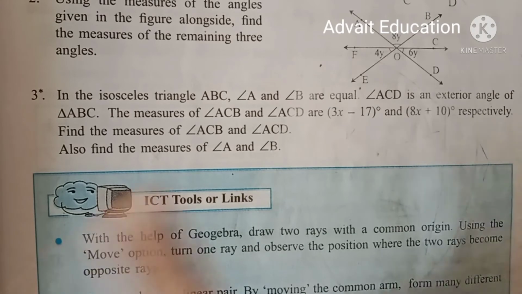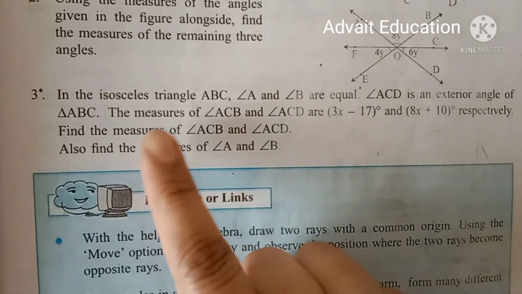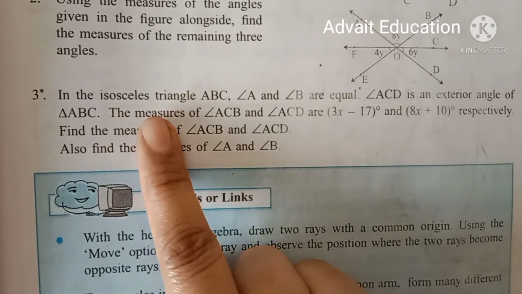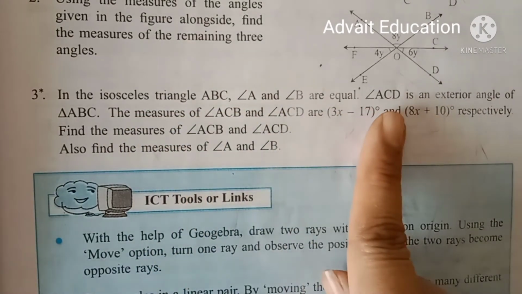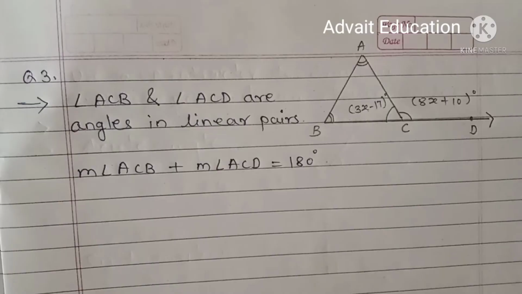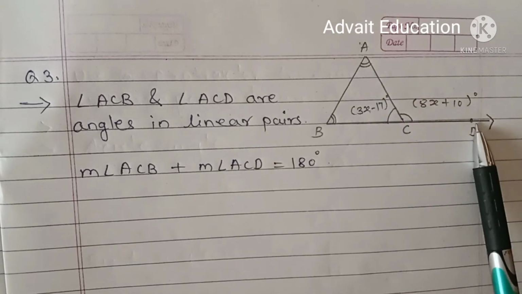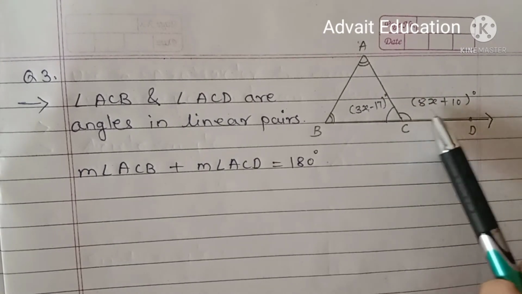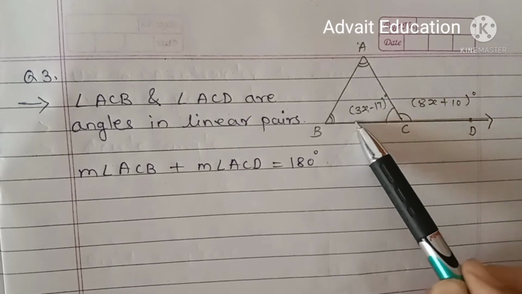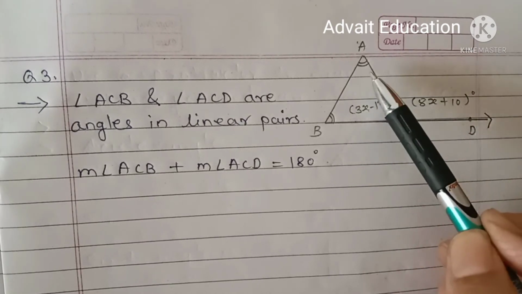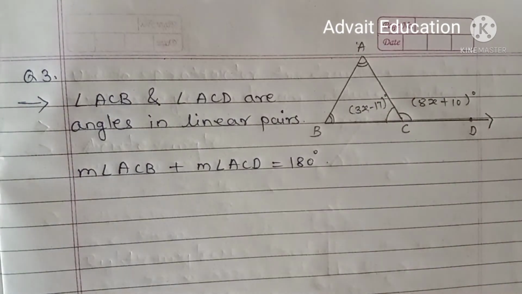See, for this question, diagram is not given. First, we have to draw the diagram. And that triangle is isosceles triangle, and the name of that triangle is ABC. And ACD is your exterior angle. This is your diagram. This is triangle ABC. Angle ACD is exterior angle. This angle is given 8x plus 10 degree. And this angle is given 3x minus 17 degree. And you can find the measure of angle A and B. This question is similar to question number 1.